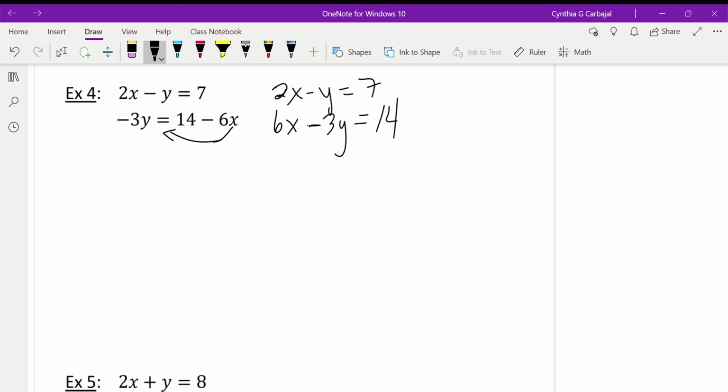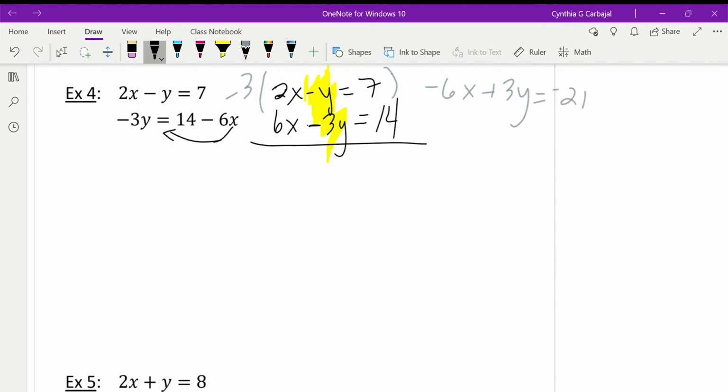Now they're lined up very nicely, and then I'm going to multiply this top one by whatever will cancel out the y, just because I think it'll be easier. So if I get a positive 3y there, then they will cancel out. So I'm going to multiply the top by a negative 3. When I get a negative 3 times a negative y, I'll get a positive 3y. That's going to be negative 6x plus 3y equals negative 21.